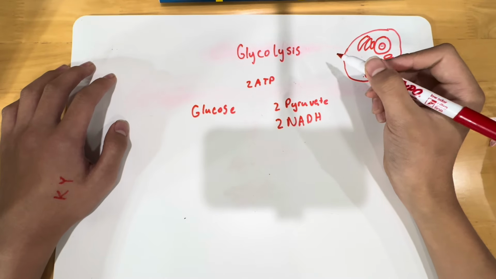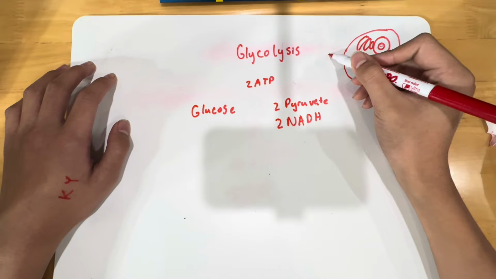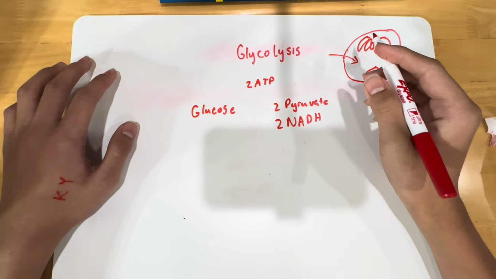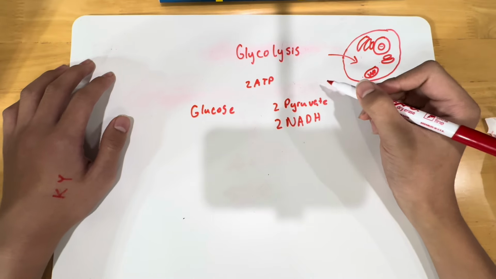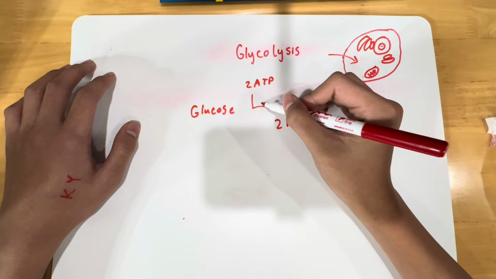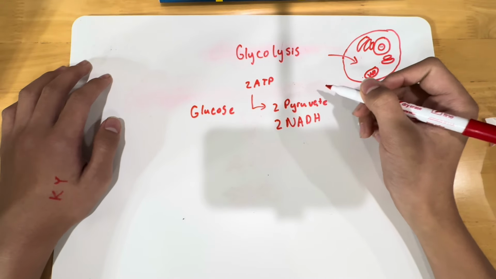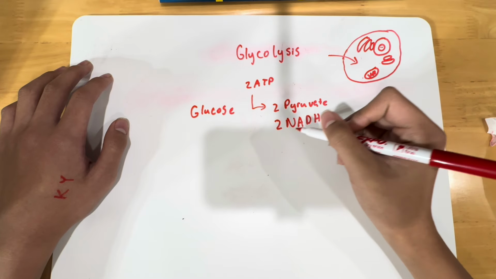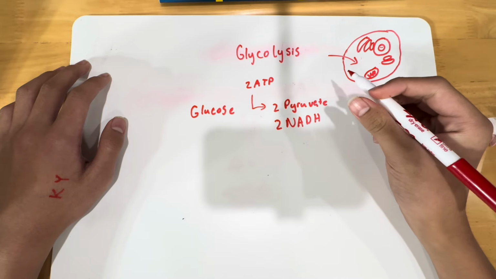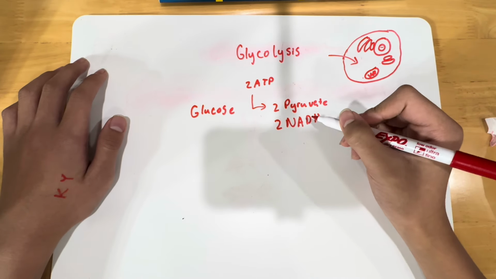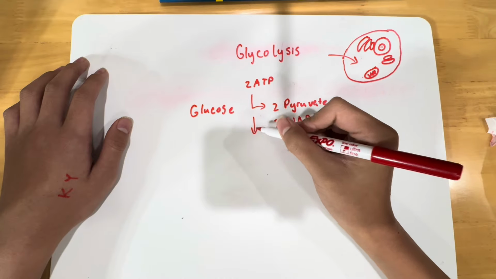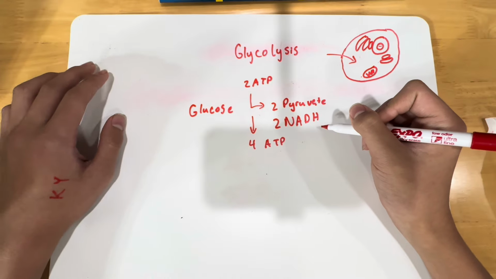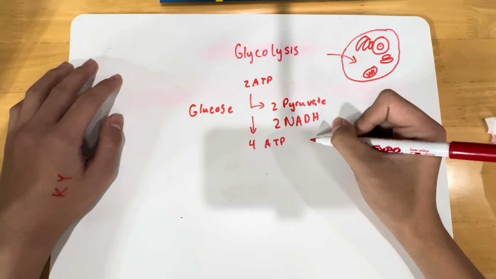Glycolysis is the first step of cellular respiration. This stage happens in the cytoplasm of the cell. Glycolysis doesn't require any oxygen, so we call it anaerobic. This stage uses 2 ATP to break down glucose into 2 pyruvate, which will be necessary for the next stage called the Krebs cycle, and 2 NADH, which act as electron carriers for the final stage, the electron transport chain. Glycolysis also releases 4 ATP of its own, and this makes 2 net ATP for this process.